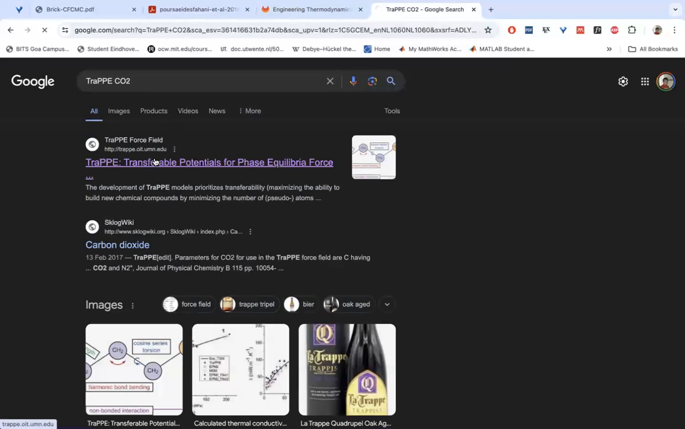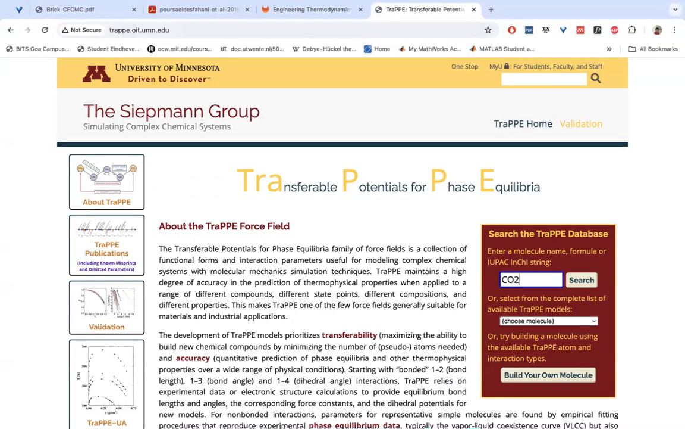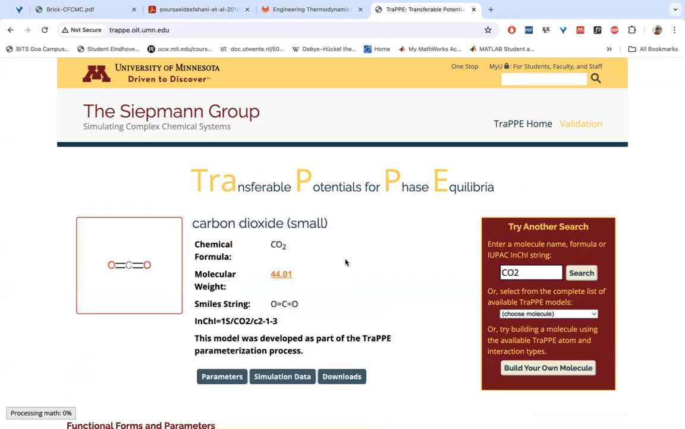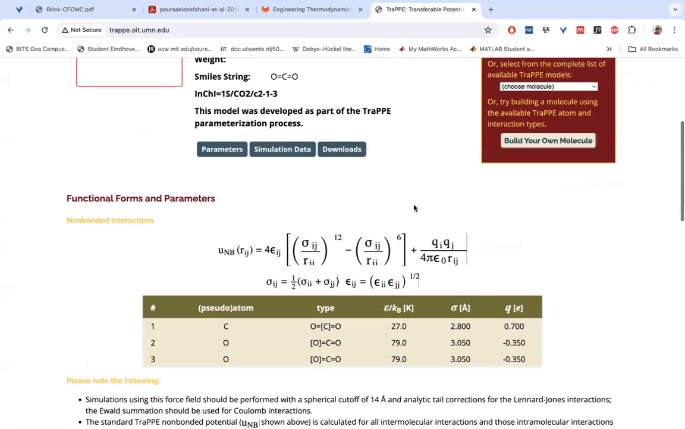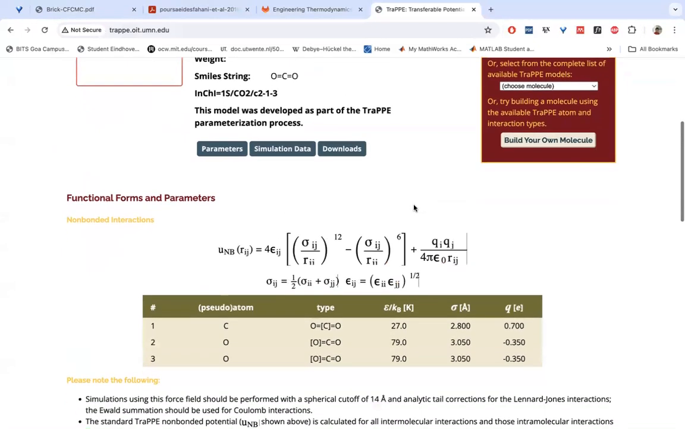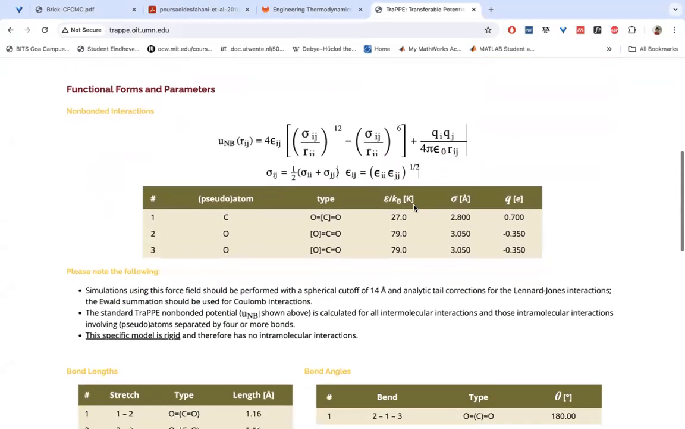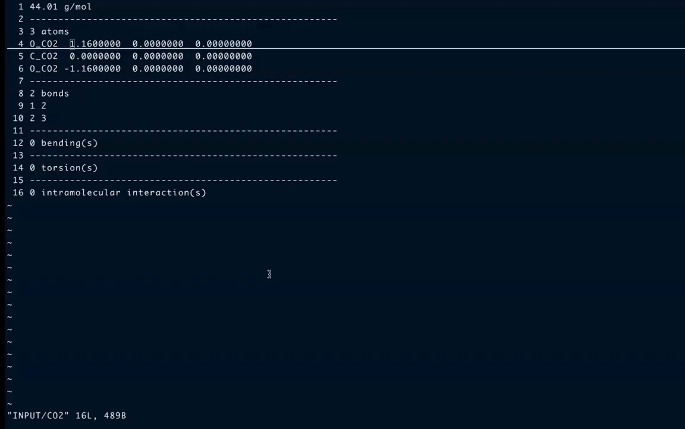So TraPPE CO2. Here you can say CO2, and you have all the parameters here. You see that the bond length of the TraPPE CO2 should be 1.16 angstroms. So this is all provided here.